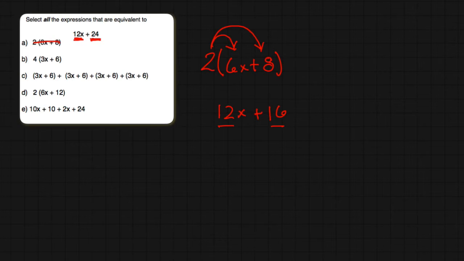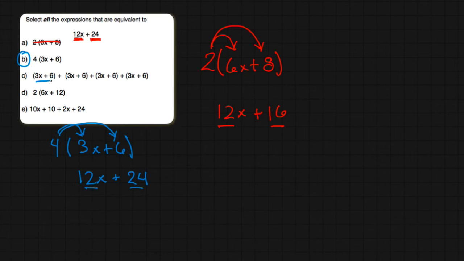Let's try that distributive property trick again. Let's try B, 4 groups of 3x plus 6. Now instead of writing this 4 times, I'm just going to use multiplication. 4 times 3 is 12x, so far so good. And 4 times 6 is 24. There we are, 12x plus 24. Looks like B is good to go.